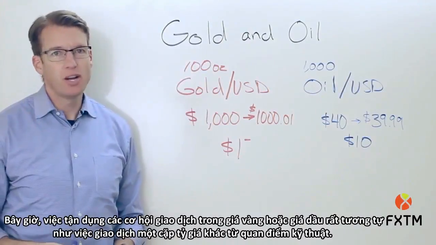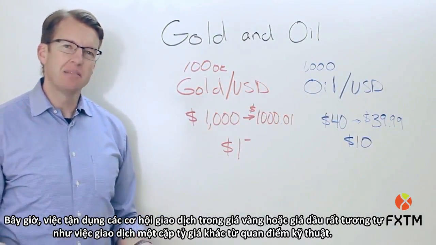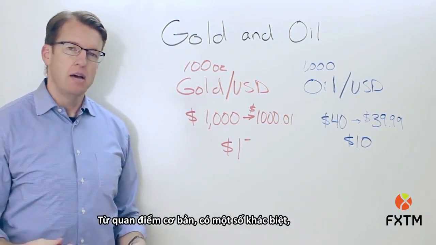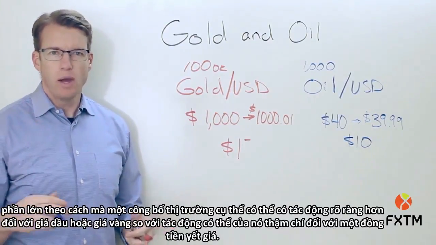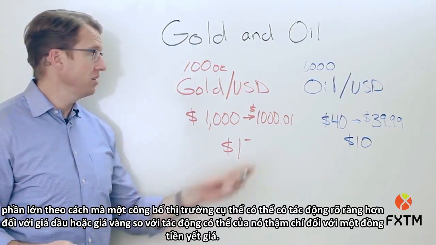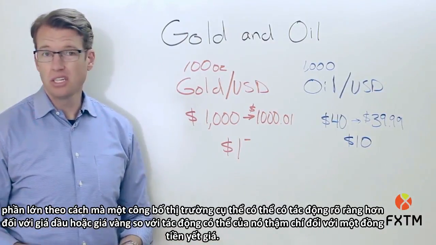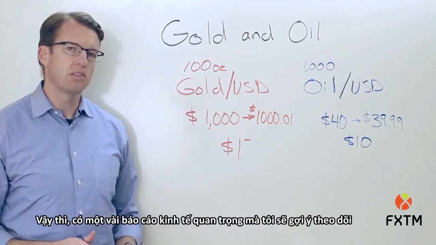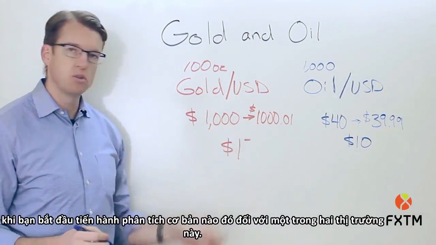Now, taking advantage of trading opportunities in either gold or oil prices is very similar to trading another currency pair from a technical perspective. But from a fundamental perspective, there are a couple of differences, mostly in the way that a particular economic announcement may have a more pronounced effect on the price of oil or gold than it would even on potentially a commodity currency. So there are a couple of key economic reports that I would suggest watching as you start to do some fundamental analysis on either of these two markets.